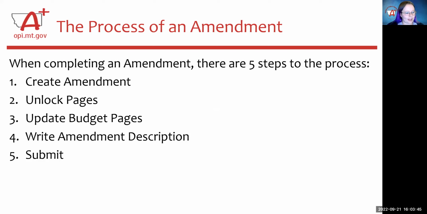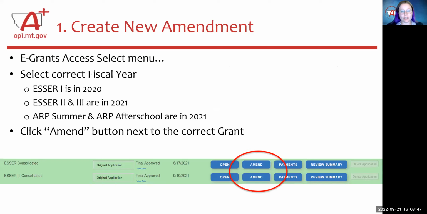So these 5 steps, the first one is you need to create a new amendment. You will log into eGrants, and I know we have some superintendents or some clerks who actually serve multiple schools, so you'll want to make sure that you log into the correct school that you're trying to make an amendment for in eGrants.